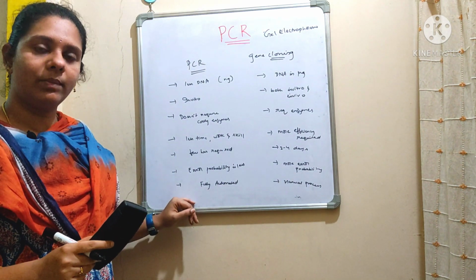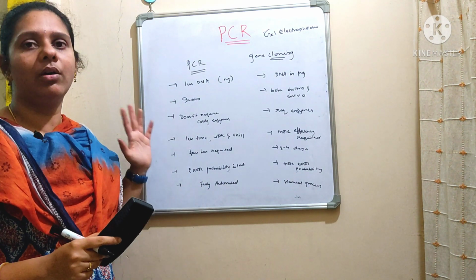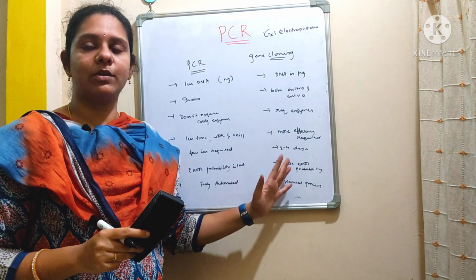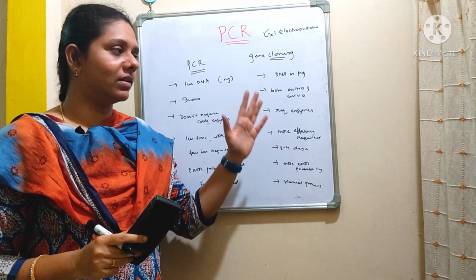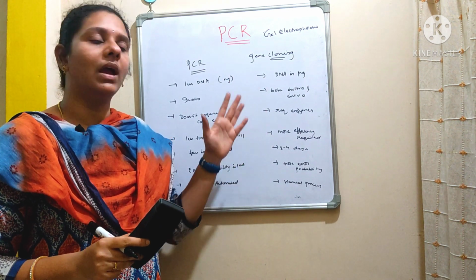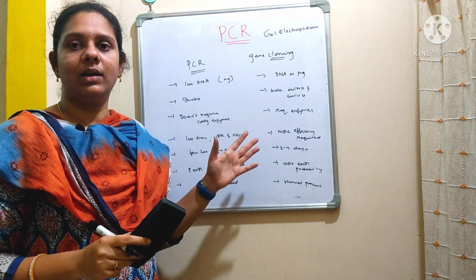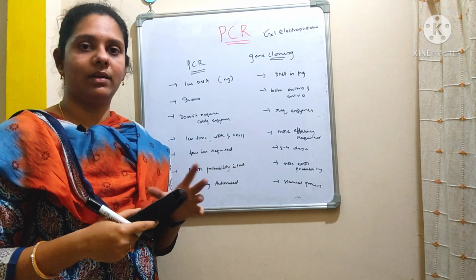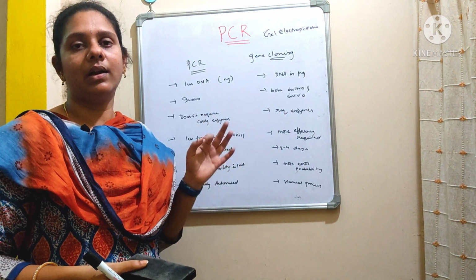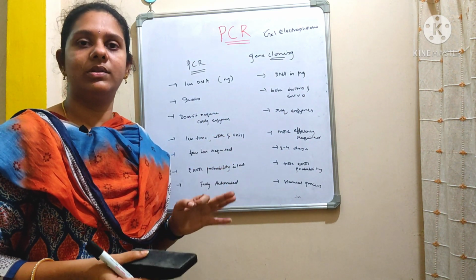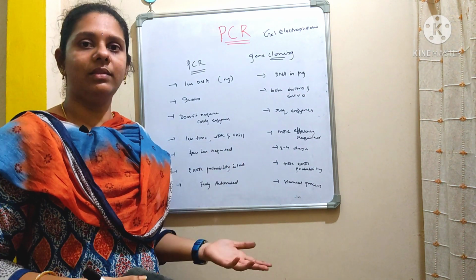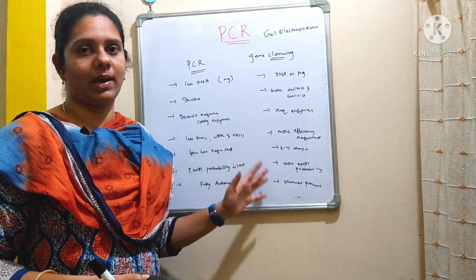And coming to the other important point, PCR is a fully automated machine, but in gene cloning all the steps, from isolation of DNA and insertion of the foreign gene into a plasmid, that is a vector, and then ligation of this vector with the DNA to form a recombinant DNA molecule, and finally introduction of that recombinant DNA molecule into a host organism, make it a lengthy process that requires time.